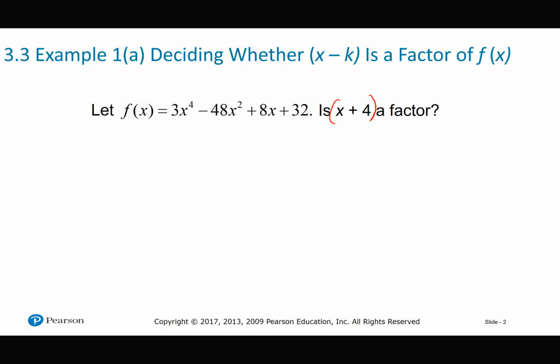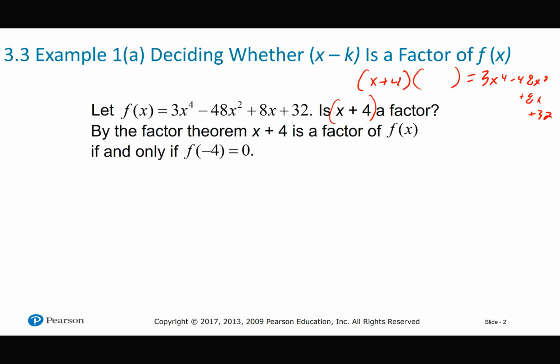So this is what the setup would be. It gets back to our synthetic division and dividing polynomials that we started on Friday. So is it actually a factor? Meaning, can I take x plus 4 times something and get right back to this 3x to the fourth minus 48x squared plus 8x plus 32? If it is a factor, this will be true. I can take this binomial times something, and I can rebuild my initial polynomial.